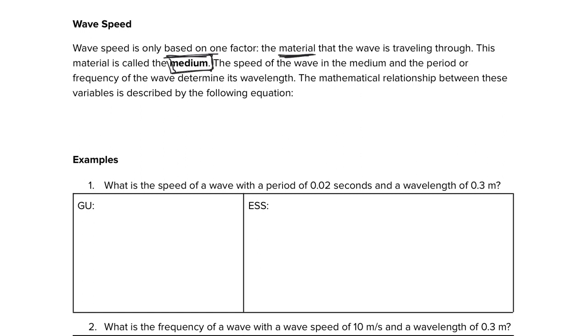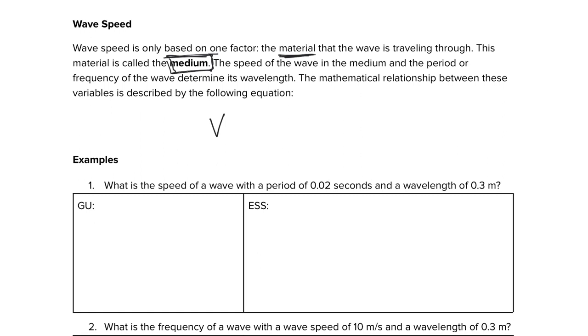The speed only depends on the medium, but the speed and the period/frequency of the wave determine how long the wave actually is. So how close those troughs and crests are, like in literal physical space, how far apart they are in meters. Wavelength is a literal length. And in order to find this wavelength, we need one equation. That equation is for wave speed.